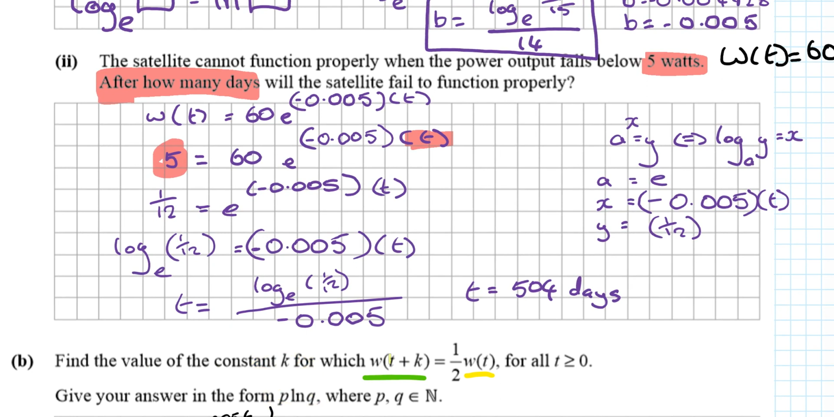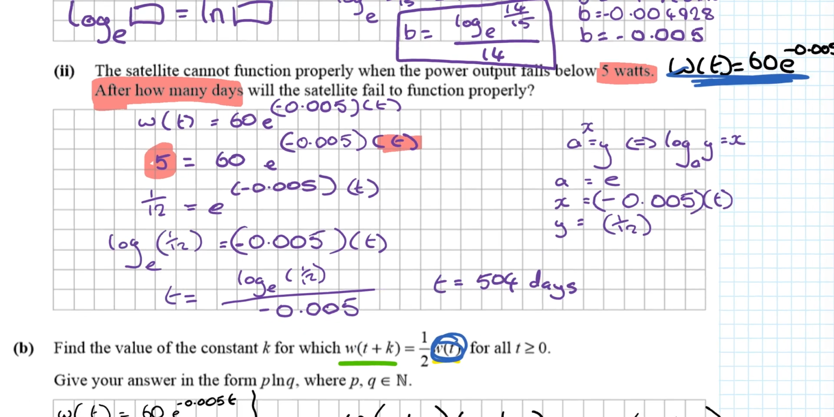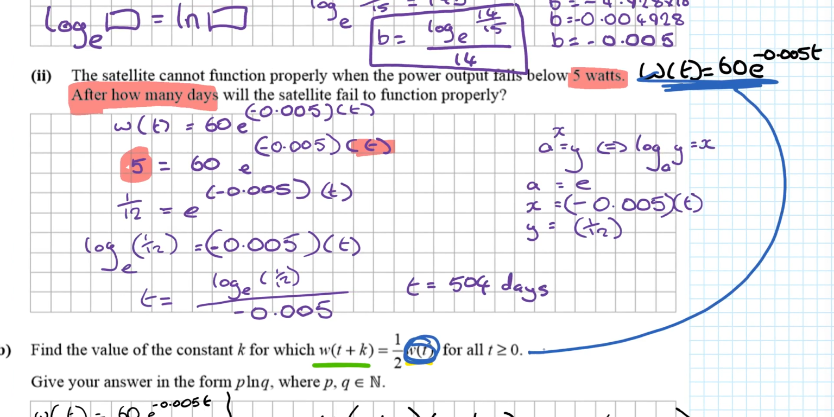So now, kind of like first principles, I suppose. We're subbing in a t plus k, whereas in first principles we were subbing in an x plus h, remember, and multiplying it out, f of x plus h. So we're similar to that. We're subbing in a t plus k here. We know what w of t is. I know what w of t is, that's fine. It's the w of t plus k.